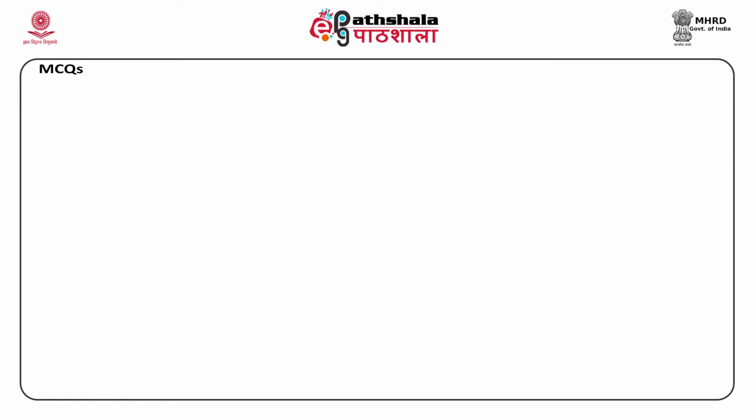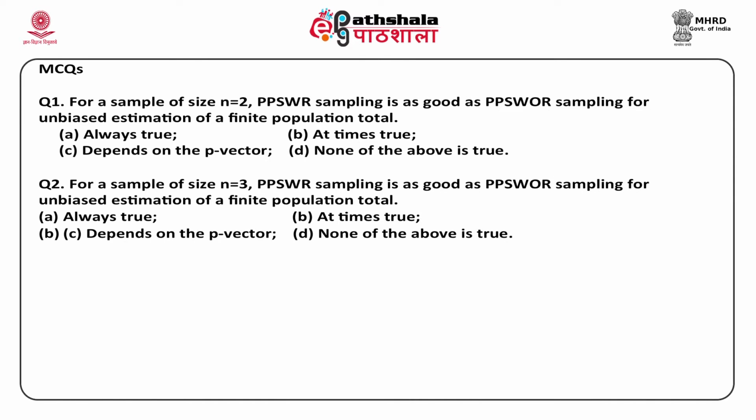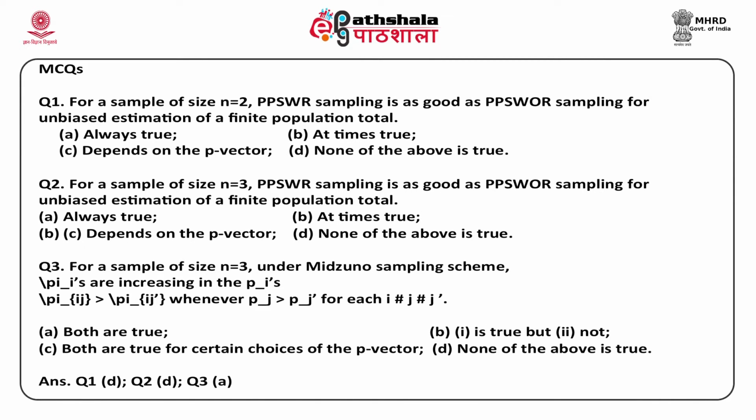Please read. 1. For a sample of size small n equals 2, PPSWR sampling is as good as PPSWOR sampling for unbiased estimation of a finite population total. Is this always true? True at times. Depends on the p vector, and none of the above is true. 2. For a sample of size 3, PPSWR sampling is as good as PPSWOR sampling for unbiased estimation of a finite population total. Is this always true? True at times. Depends on the p vector, or none of the above.